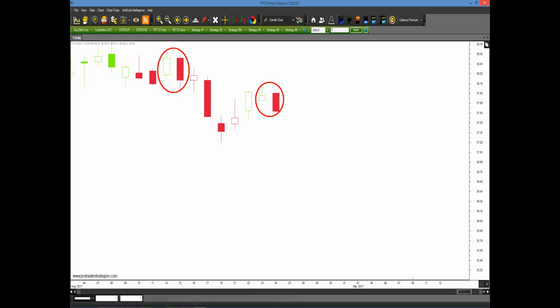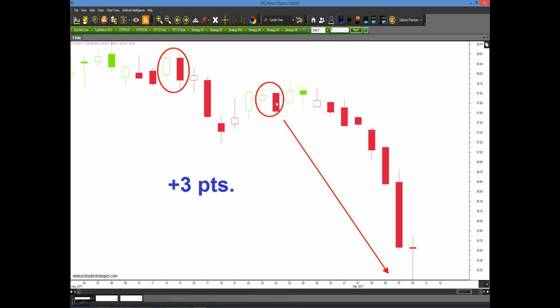All right, so we looked at buy setups. Let's look at some sell setups in stocks, okay? We have 2 bearish engulfing patterns. They're both validated by the second bar being colored red. Remember, if we want to go short, we need bar number 2 to be red. And even on this inexpensive stock, the stock fell 3 points, okay?